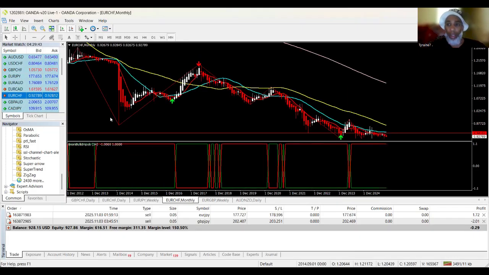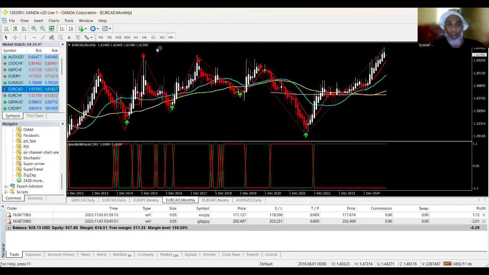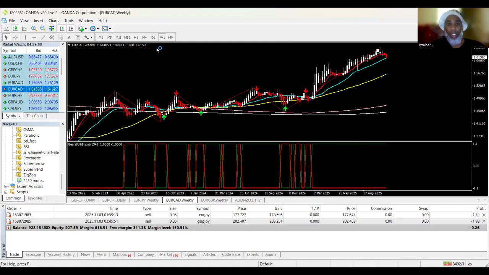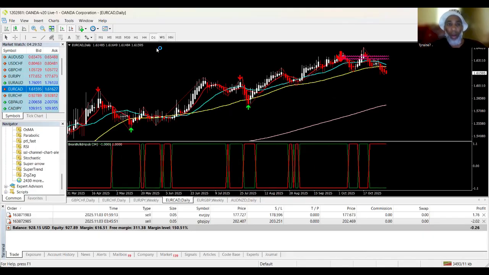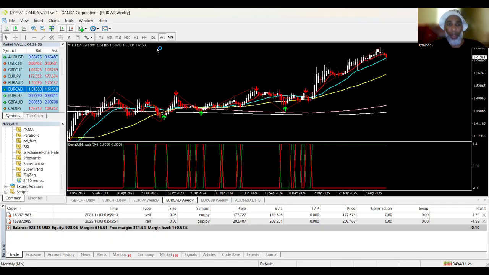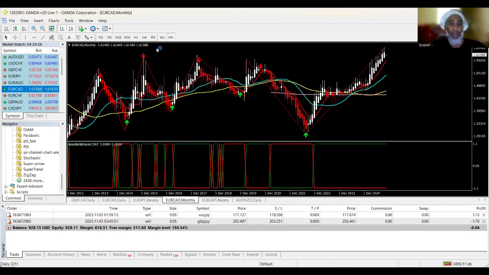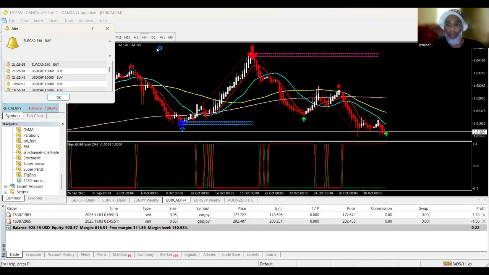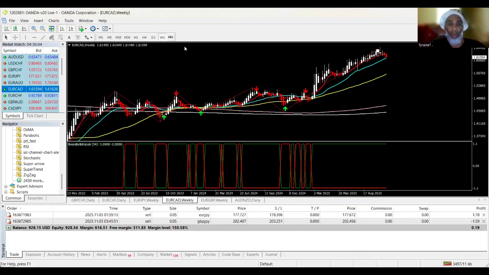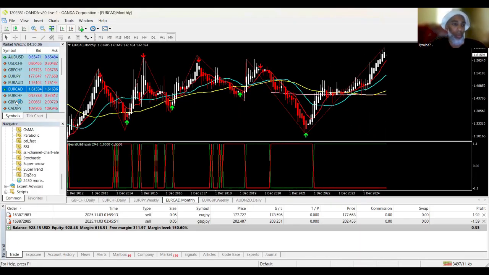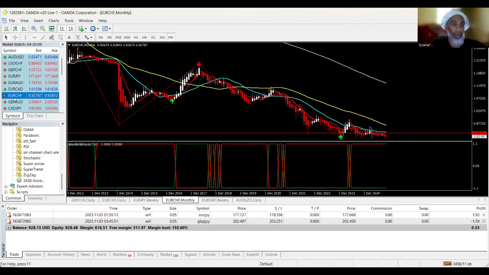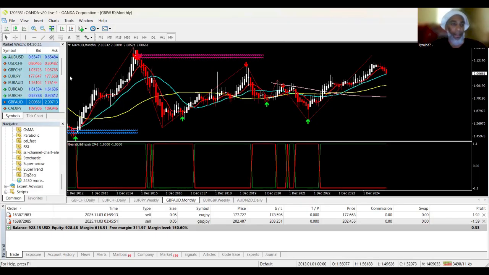Euro CAD. Let's see, Euro CAD real quick. I'm going to take a look at this. This is another one. It's already dropped on the daily. It's dropping on the weekly. We probably want to wait for this to pull back some, and this may be one that we can get in as well. But let's keep going.